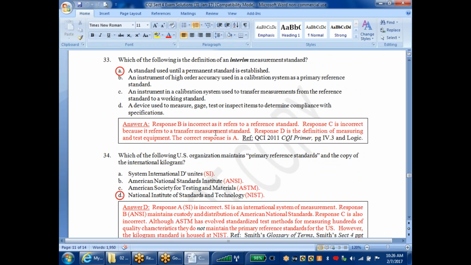33, which of the following is the definition of an interim measurement standard? Something I'm going to use before I get a permanent standard. That's what A is saying. And some of these have different meanings here. So this is just a basic definition. I don't have that in the glossary because it's so fundamental.